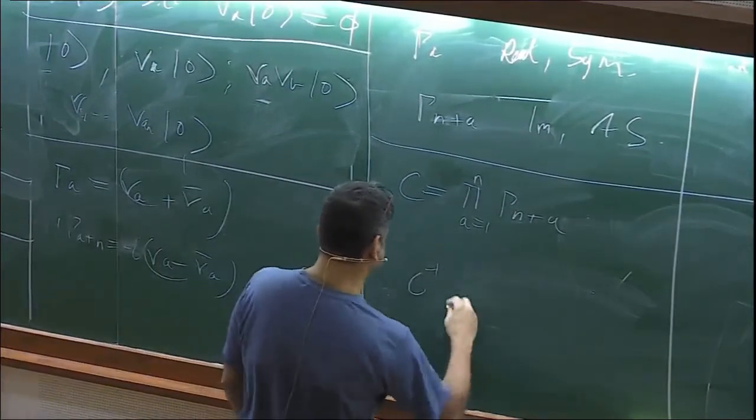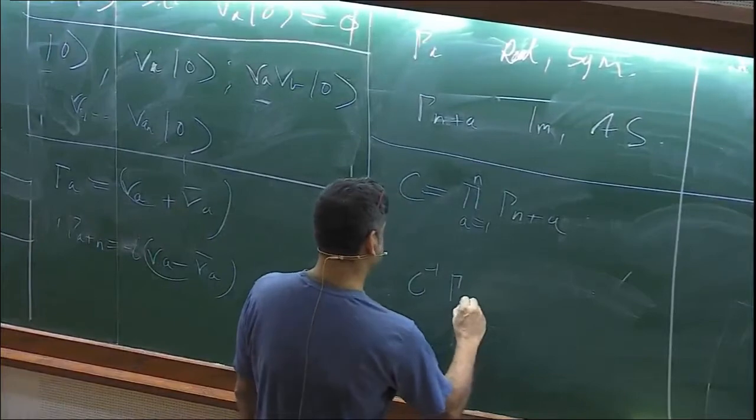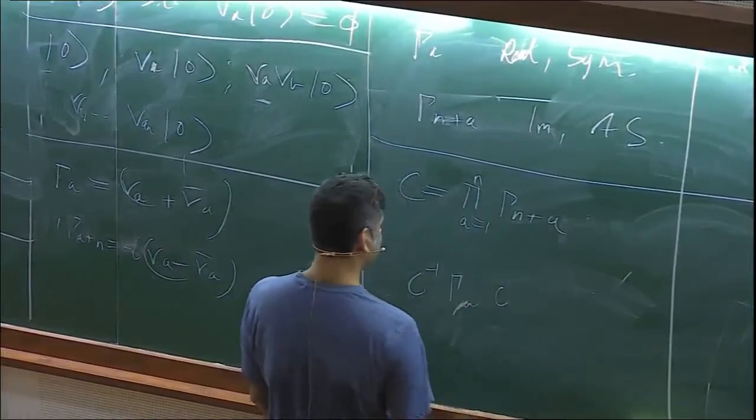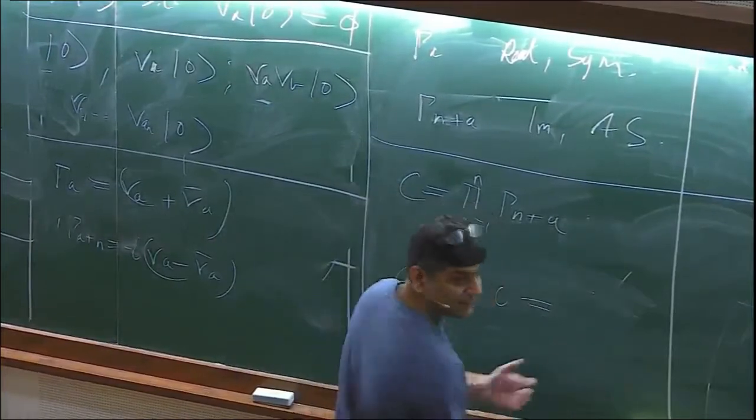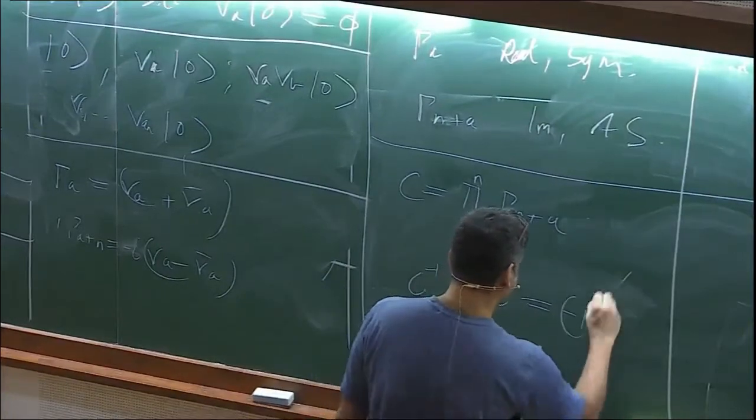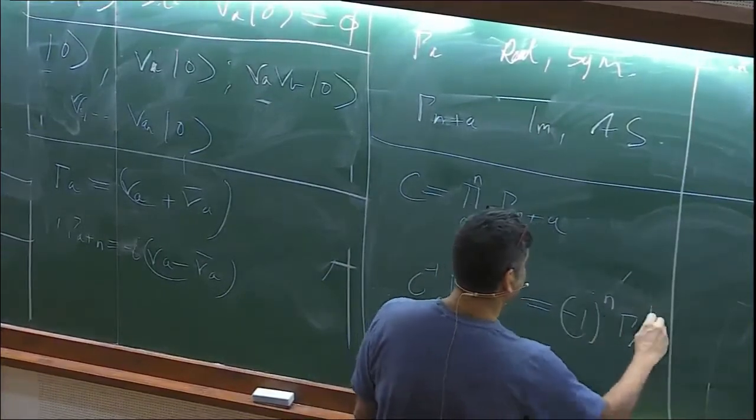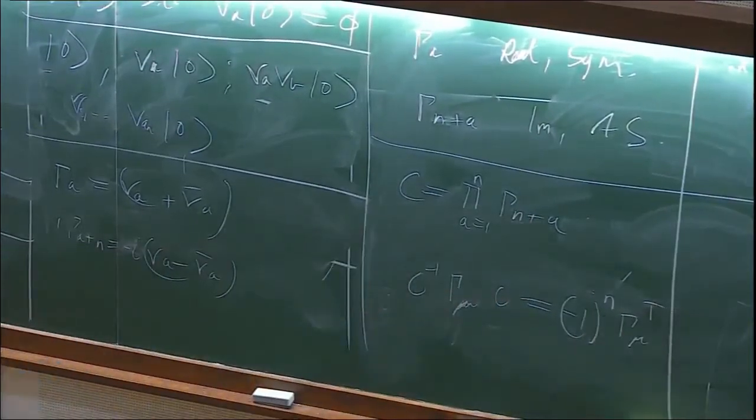C inverse gamma mu C is equal to, I'm claiming, and then we'll see in a minute, immediately, -1 to the n, gamma mu transpose. With this definition, that relationship is true. Why is it true?